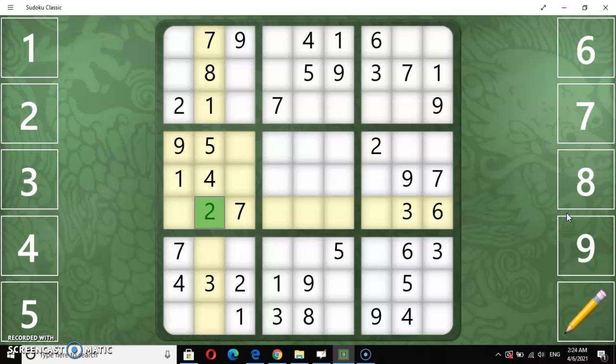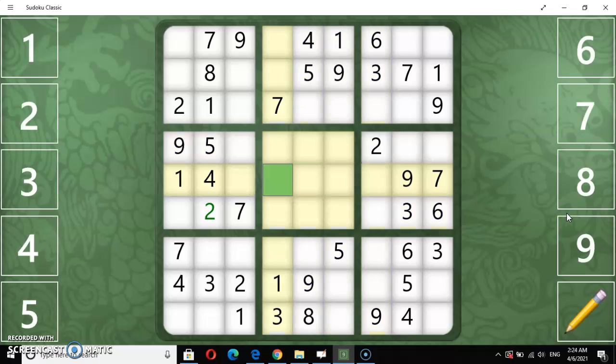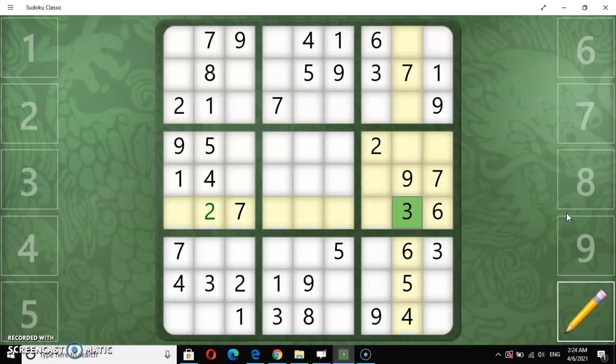Okay, like this. Now 2 here and 2 here, so we can write these three possibilities. So just leave this for now. We can check other numbers. 9, 9, 9. Okay, 3, 3, 3, 7 and 7.